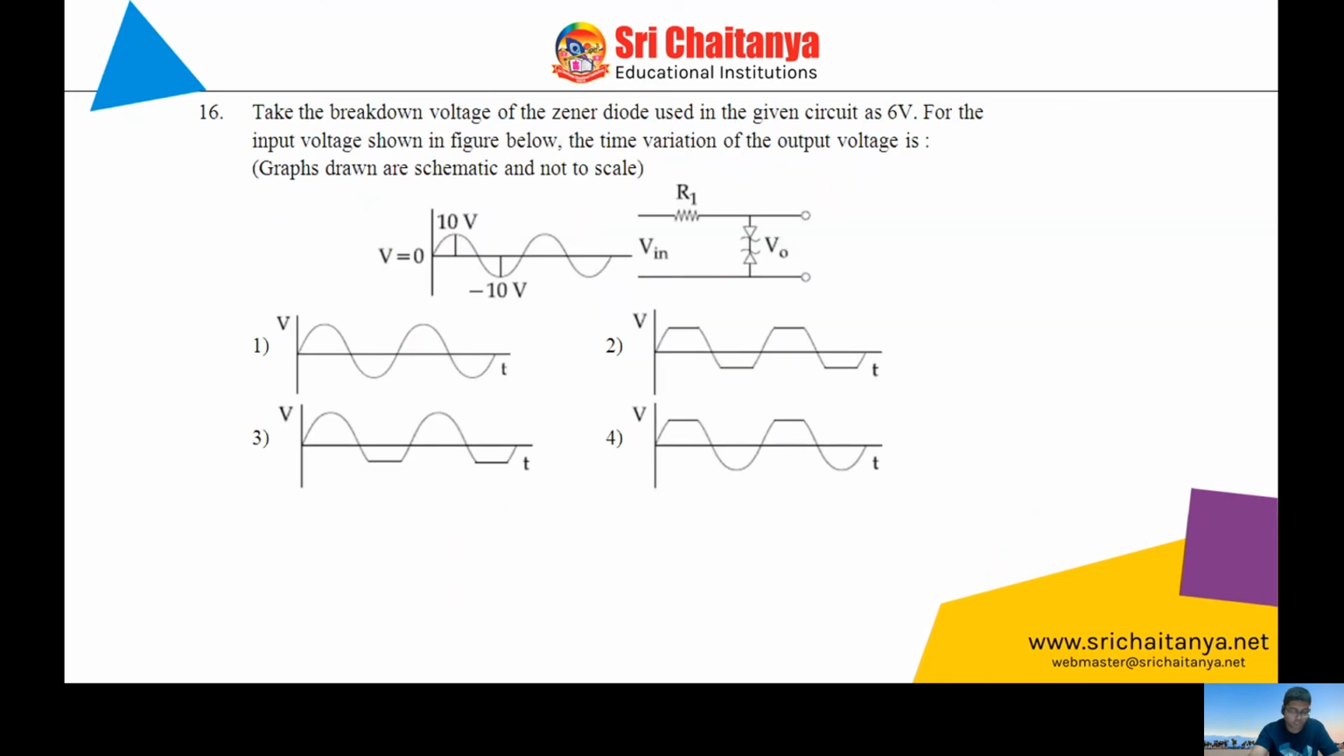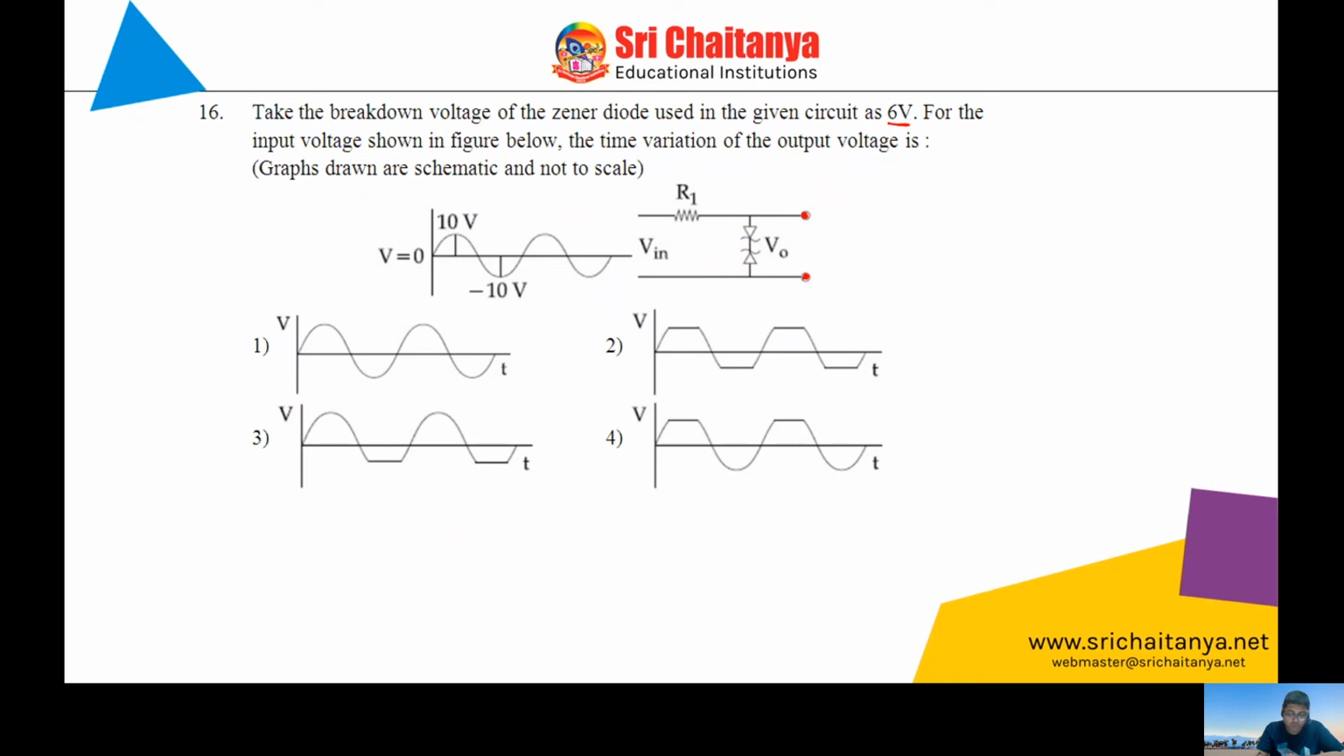This question is from Zener diode, and it says to take the breakdown voltage of the Zener diode used in the given circuit as 6 volt. For the input voltage shown in the figure below, what is the time variation in the output voltage? So this is the input signal, and we are looking to find the output signal between these two terminals. The diodes are connected in such a way that at a time only one Zener diode would be forward biased, so it will not do anything, and the other will be reverse biased.